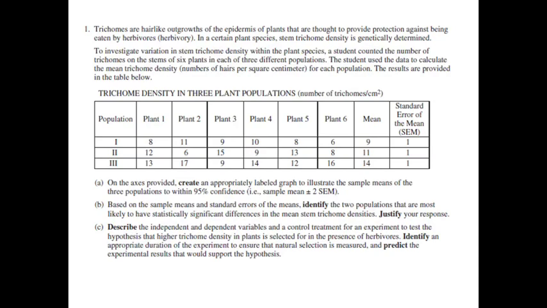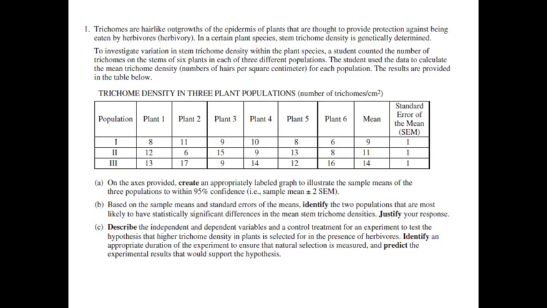To investigate variation in stem trichome density within the plant species, a student counted the number of trichomes on the stems of 6 plants in each of 3 different populations. So in each case, we had a sample size of 6. The student used the data to calculate the mean trichome density for each population. The results are provided in the table below.